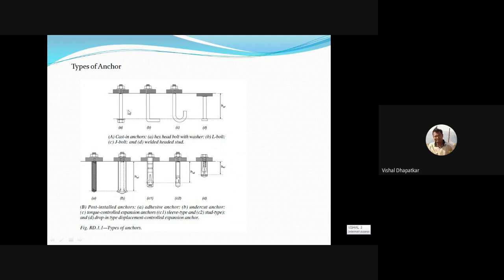First is the hex headed bolt with washer. This is a hexagonal headed nut along with washer. This is one type. The other is the same bolt but in L shape. This is the J shape anchor bolt. All have hex nut and washers. And this is a stud. So where are these bolts used?